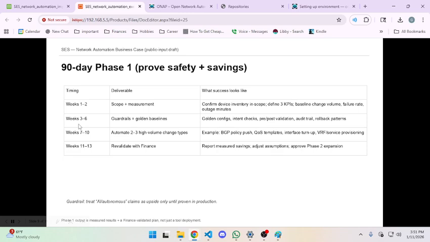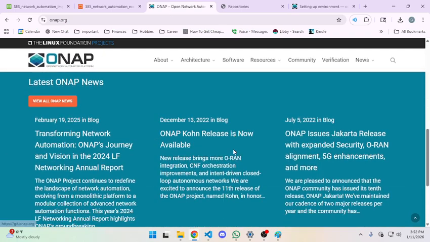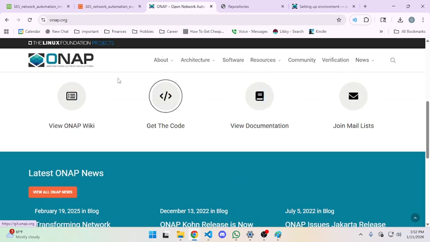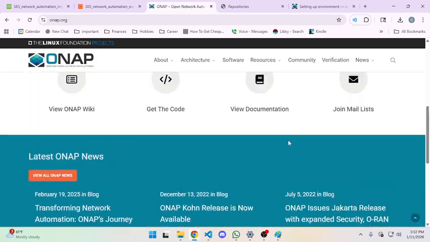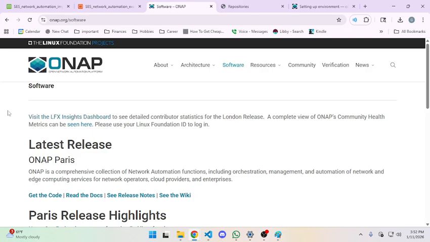Then in weeks 3 to 6, we're going to deliver guardrails and golden baselines. So success looks like having the golden configs, the intent checks, the pre/post validation, the audit trail, rollback pattern. So basically, we can just set up, probably the source of truth would be in there as well. So here we just set up Ansible, or they already looked into ONAP, so we could probably even get that going more rapidly. So here's the ONAP software.